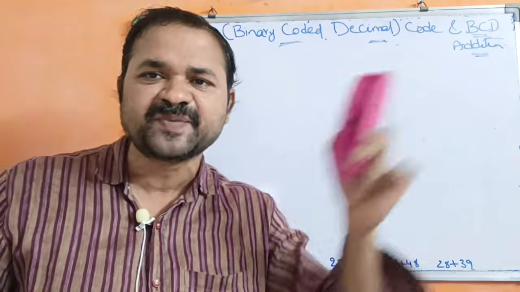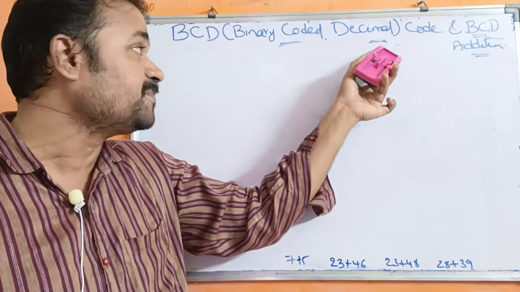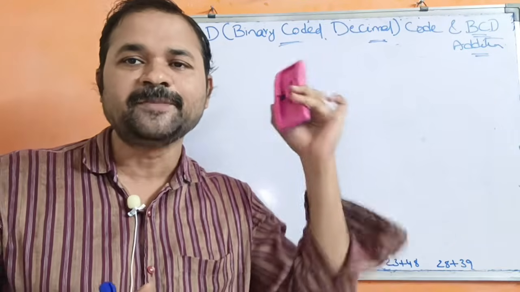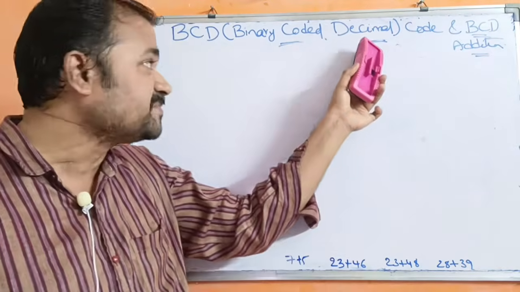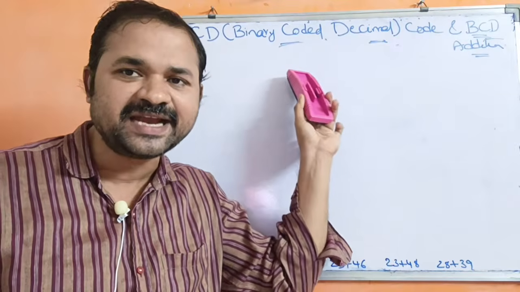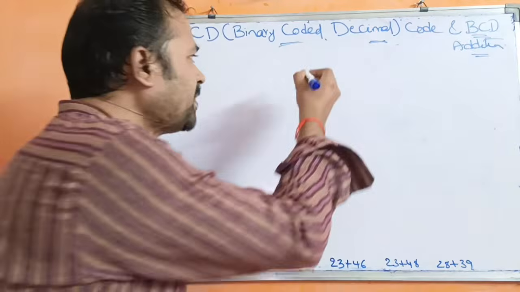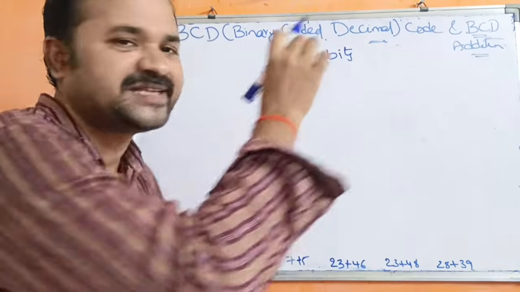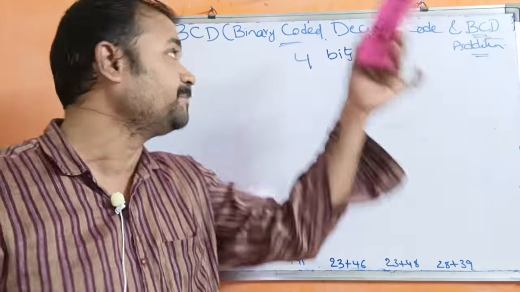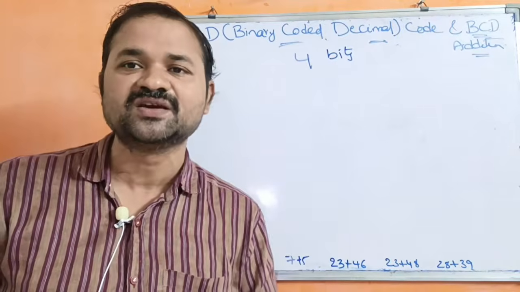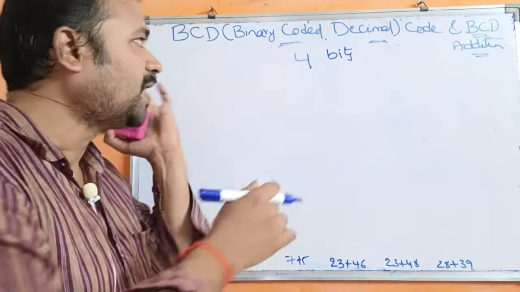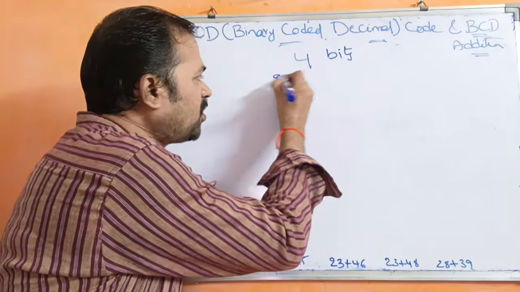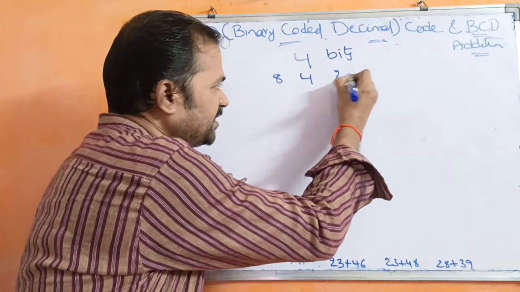The name itself specifies the meaning. A decimal number is coded in binary form. So in BCD notation, a decimal number is represented in binary form by using 4 bits. We know BCD notation can also be called 8421 notation.